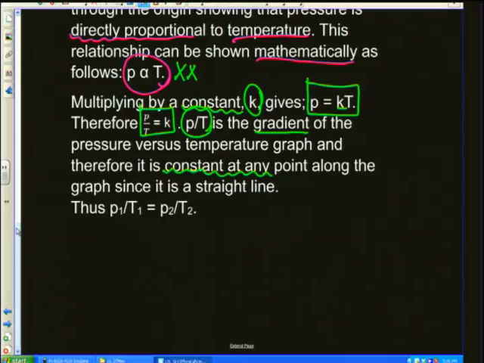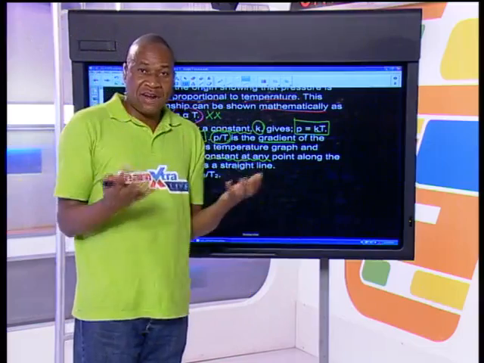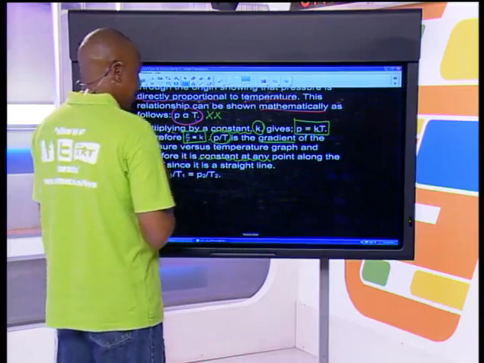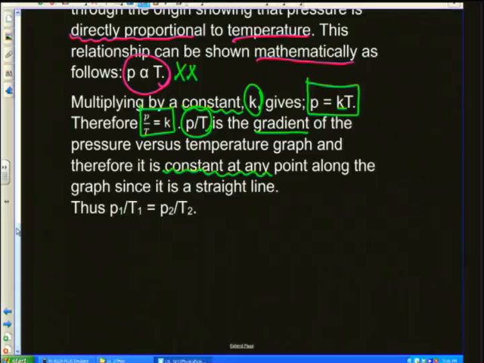We know that the gradient of a straight line remains the same throughout that line. So if P over T is the gradient, it will be the same throughout, because here we've got a straight line graph passing through the origin. So we've got a constant, which is that K, at any point throughout that graph.